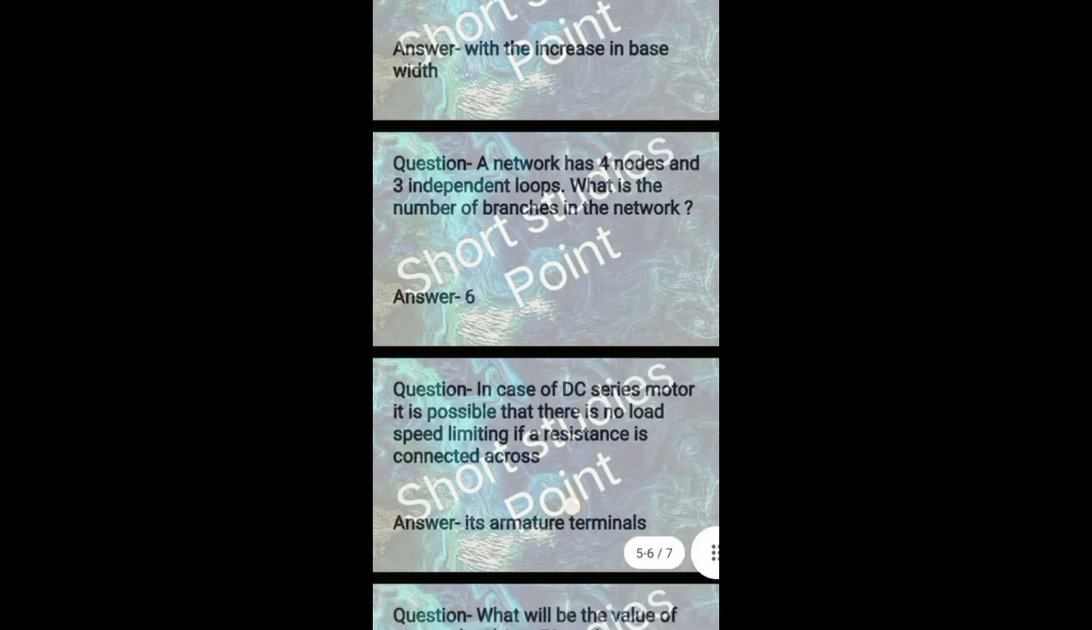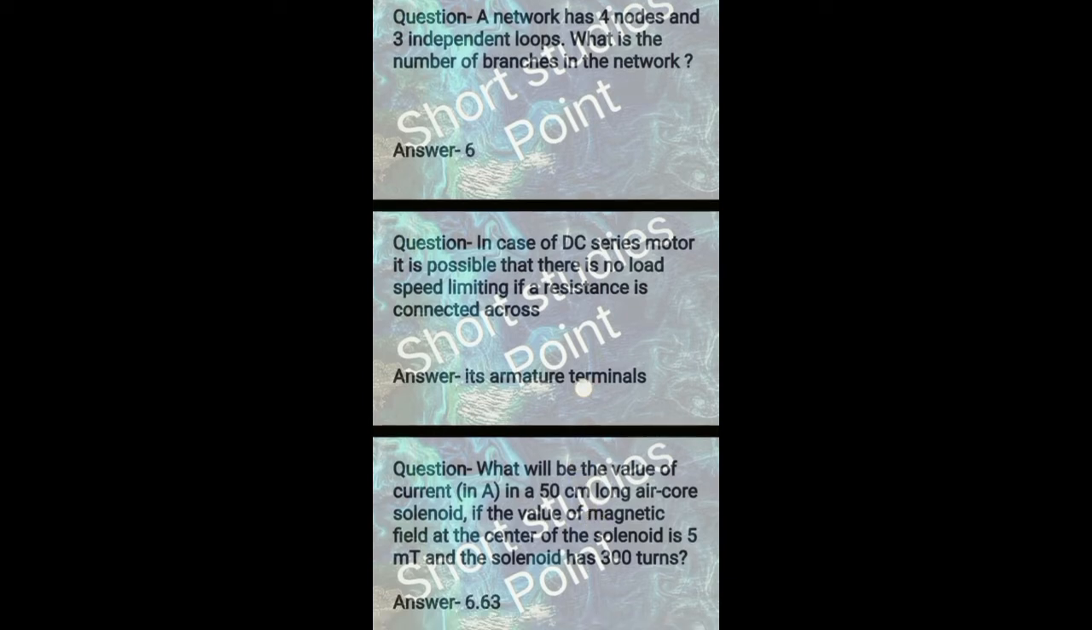Question: a network has 4 nodes and 3 independent loops. What is the number of branches in the network? Answer: 6. Question: in case of a DC series motor, it is possible that there is no load speed limiting if a resistance is connected across its armature terminals.